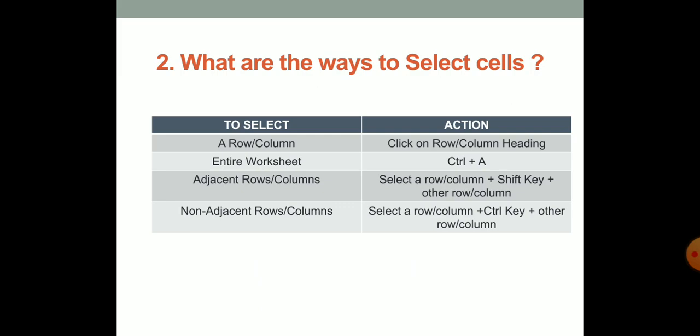So what are the four ways? First one is to select the row or column. You have to click on the row heading or the column heading. If you want to select the entire worksheet, you have to use the shortcut key Ctrl plus A. Then for adjacent rows or columns, select a row or a column, then press the shift key. For non-adjacent rows and columns, you have to press the control key. Okay, so these are the four ways to select the cells.